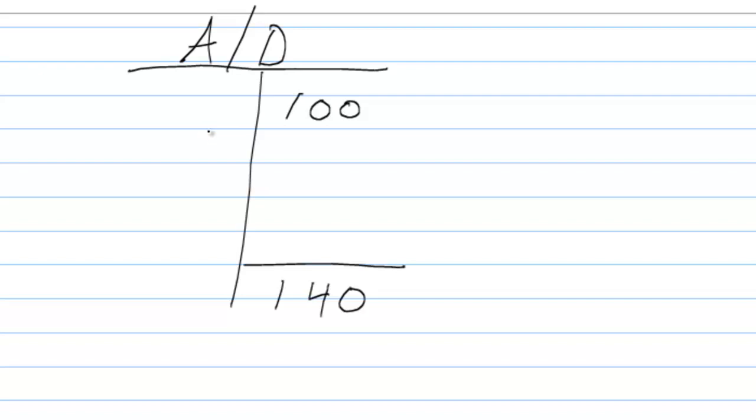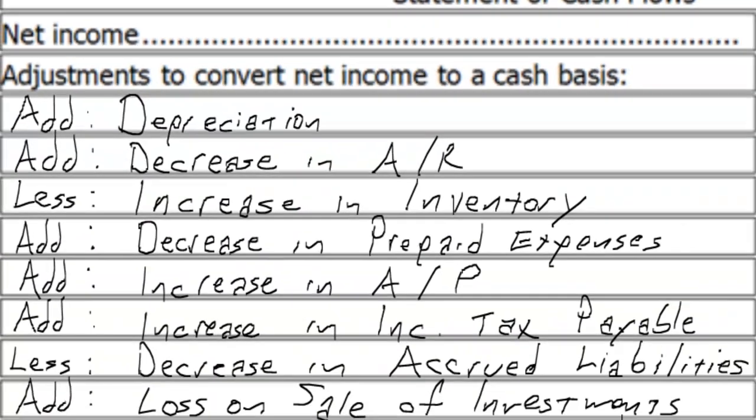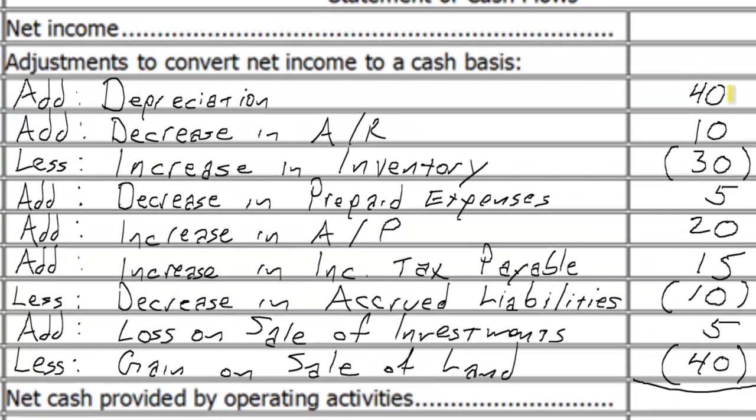When we look further into the problem, we see that we sold land. Well, land does not have any accumulated depreciation, so any accumulated depreciation debits that we would have had for this period would have been 0. Therefore, the accumulated depreciation credits must have been 40. So we're going to add back the accumulated depreciation credits of 40. Remember, we're starting with net income. Depreciation expense would have decreased net income by 40. Since that's a non-cash item, we add it back.